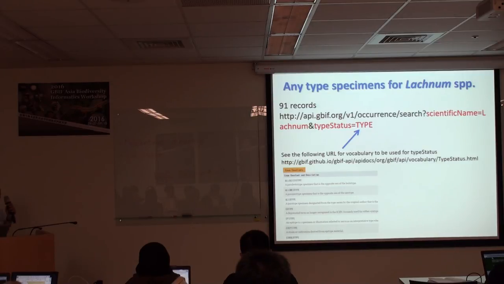And for the second question, scientific name is Lacunum, and type status is type. Type means any kinds of type. But you may say, I don't know how to state any type in type. So you have to learn how to do it. But you are not a specialist, so you don't have to worry, right? But you have to know that this may be possible, if you know much more about GBIF and the controlled vocabulary.